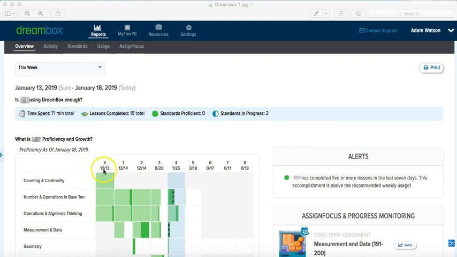So for example, in kindergarten, there are only 13 lessons possible total. And with that in mind, as you can see here, only these 3 strands show up with any information, as these 13 lessons only address these 3 strands. Where you see gray areas, like here and here, is an indicator that there are no Dreambox lessons for that particular strand.